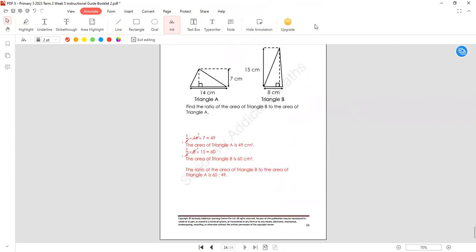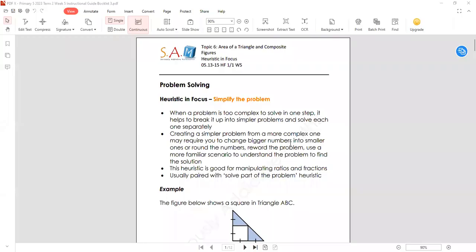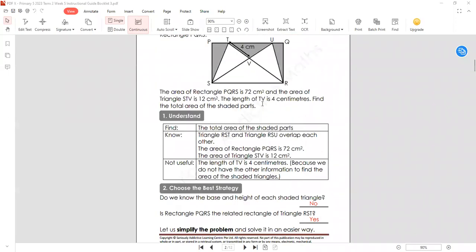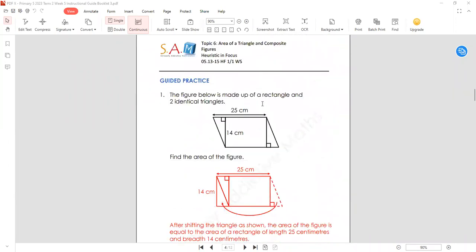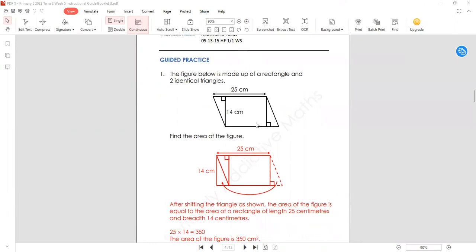Okay, for the last booklet, there's a special instruction here. What I would like you all to do is this. This will not be assigned as homework, because it is heuristic for area. Rather, I would like you to start with the guided practice. The idea here is using an approach of simplifying the problem by looking at it from different perspectives or reorganizing the shapes, so that it's easier to see.